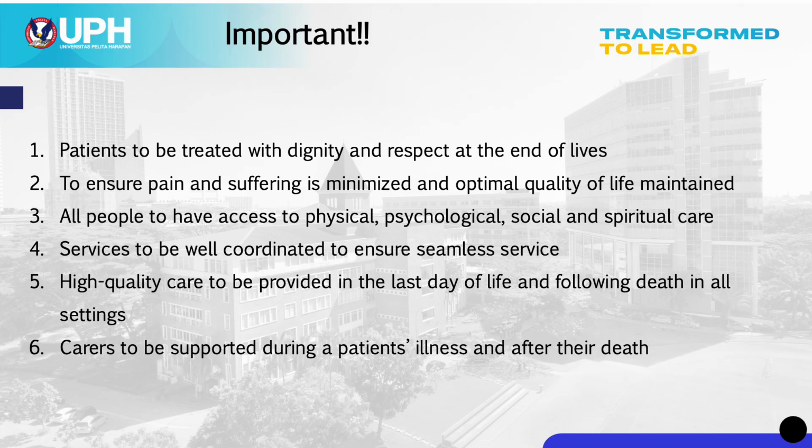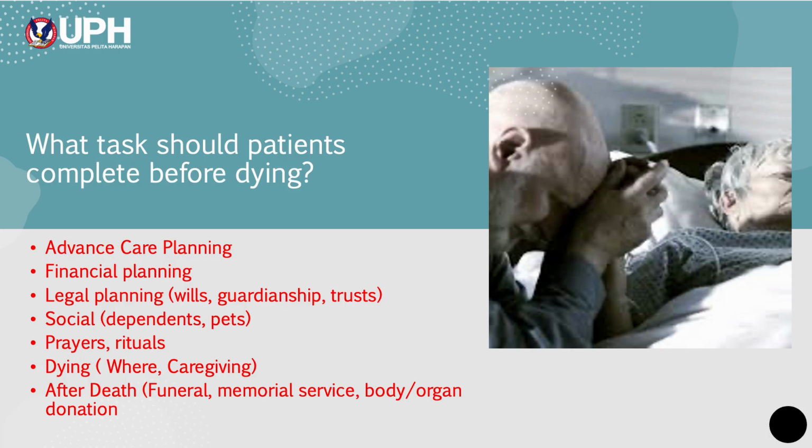And remember to support the carers, the family members, during this stage. So what tasks should the patients complete before dying? Maybe you have heard about advanced care planning. This is the plan where patients can verbally express their needs when they are still conscious. What do they need? What do they want? For example, we will discuss more later on, but for example, where the patient would like to be treated, whether at home or in the hospital.